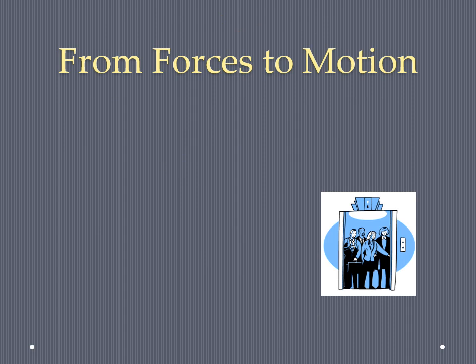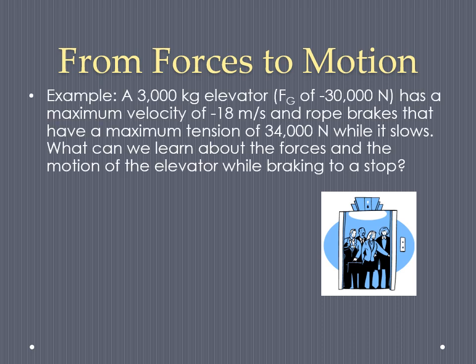Okay, now we're going to run through a forces to motion problem, which is kind of the same kind of idea, but in reverse. So the example problem is we have a 3,000 kilogram elevator, which would mean it has a force of gravity of negative 30,000 newtons. And it has a maximum velocity of negative 18 meters per second when it is descending or going down. We have brakes attached to ropes on the elevator that have a maximum tension of 34,000 newtons while it slows before the ropes break. So the question is, what can we learn about all the forces and the motion of the elevator while braking to a stop?